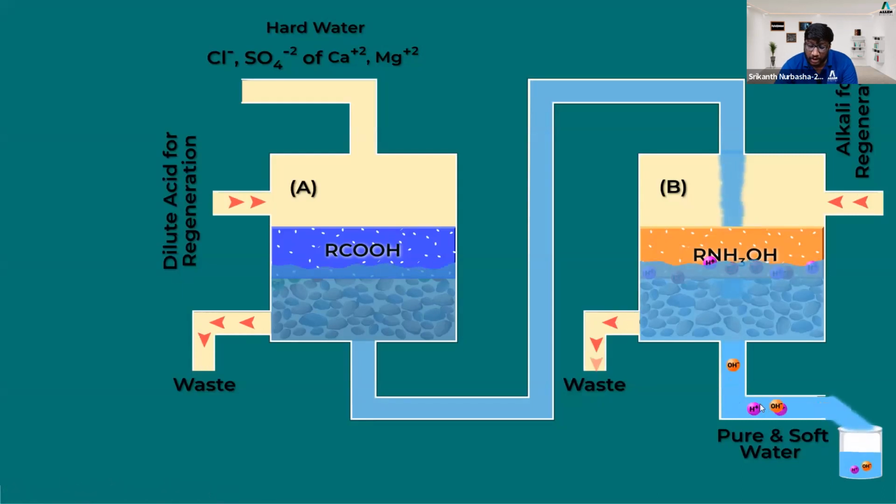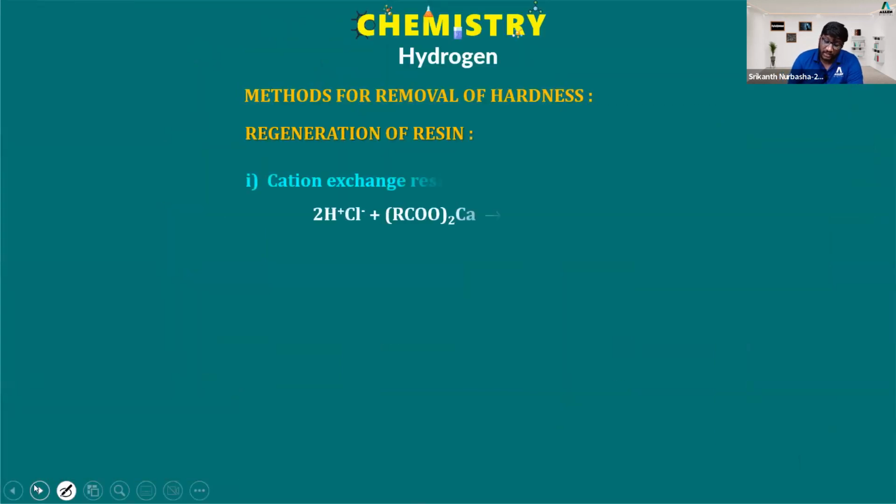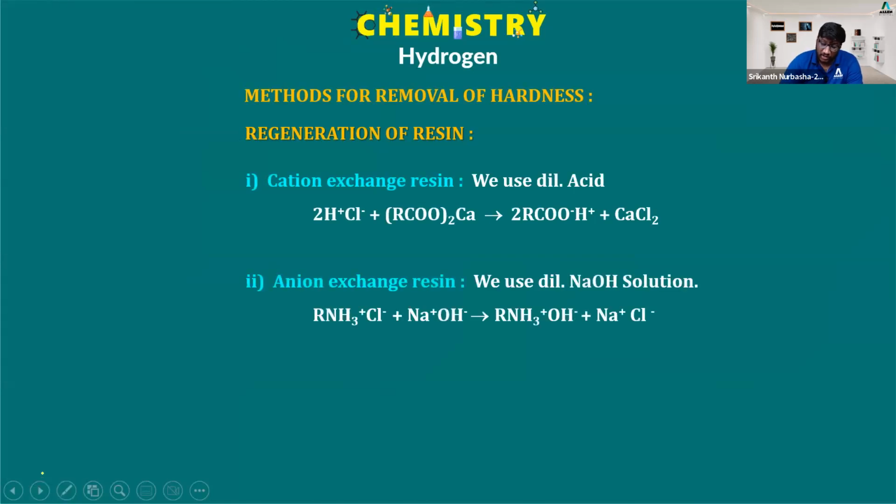Like that, we have the hard water, which contains Cl minus, SO4 2 minus, Ca 2 plus, Mg 2 plus. All of these ions are going to be removed by passing through the two stages, that is the anionic exchange resin as well as the cationic exchange resin. And the same way, you can regenerate the resin. For the regeneration, what do you have to do? You have to do the reverse reaction.